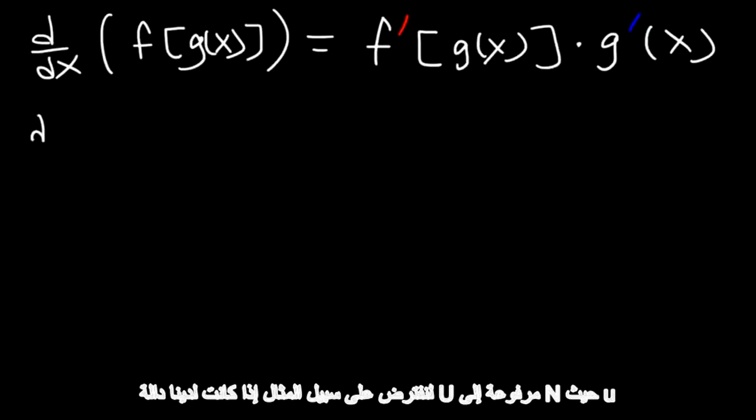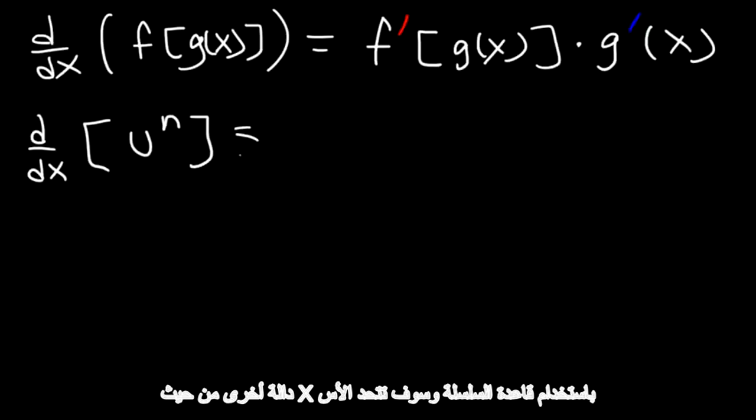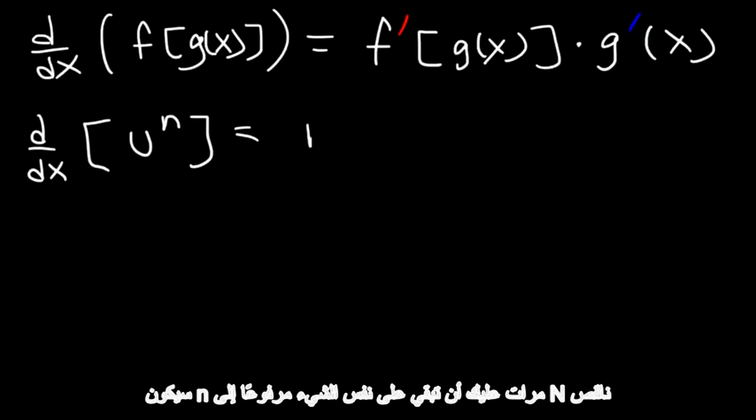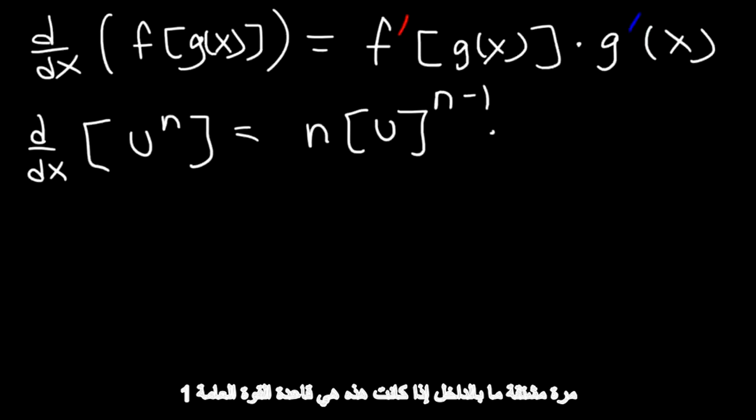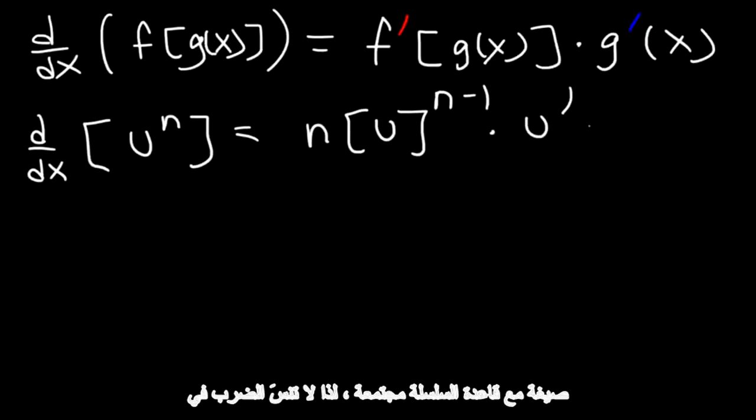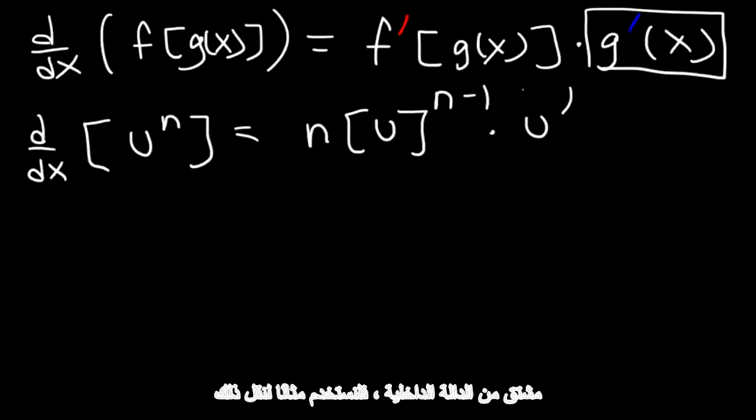So let's say, for example, if we have a function u raised to the n, where u is another function in terms of x. Using the chain rule and the power rule combined, it's going to be n times u, you have to keep that the same, raised to the n minus 1 times the derivative of what's on the inside. That's the general power rule formula with the chain rule combined. So never forget to multiply by the derivative of the inside function.